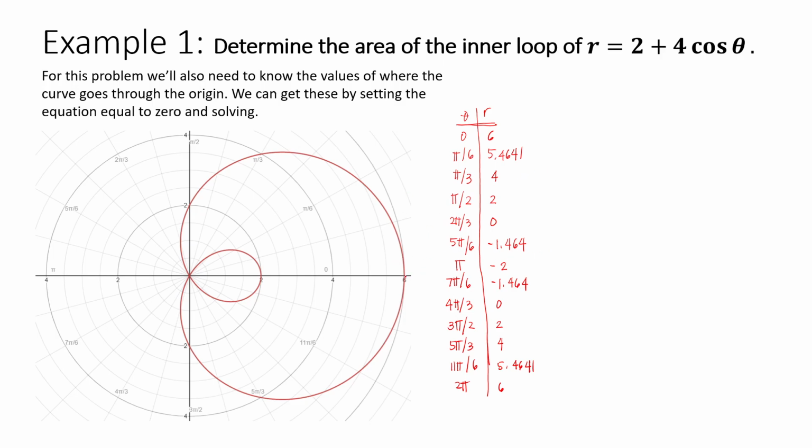So again, these are the points, right? If you plug in the points here, these would be the points. After graphing, determine the area of the inner loop of the equation r equals 2 plus 4 cosine theta. The loop that it's referring to is this loop here.